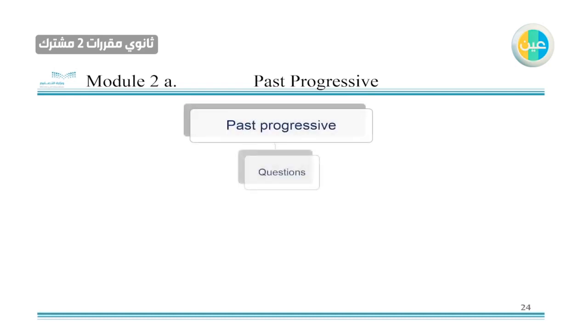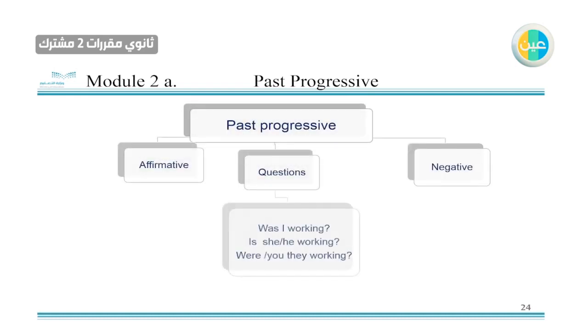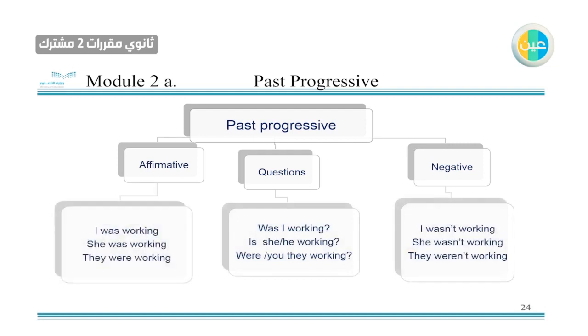The past progressive, as I said, think about the name of the tense. It's past and progressive. It's like one of the easiest forms that you can see. Actually, you see the past, which is was or were, and you have the progressive, which is continuous with the ing.